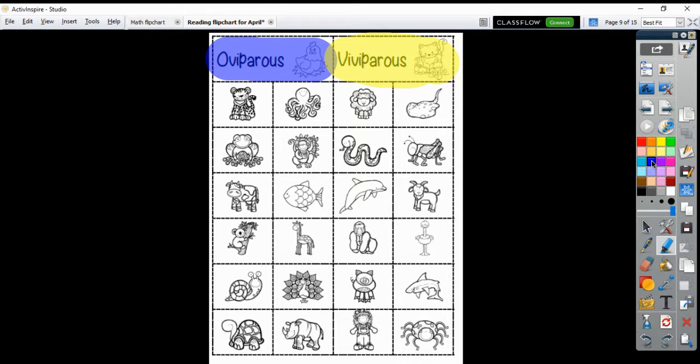So if we're looking at our sheet that you have in your packet, we're going to decide if they're oviparous, we're going to color them blue. And if they're viviparous, we're going to color them yellow. So if we look at the top, a cheetah or a leopard, I'm not sure exactly which one that is, they would have live birth. They are viviparous. They're a cat. A cat has live birth. So we would color them yellow.